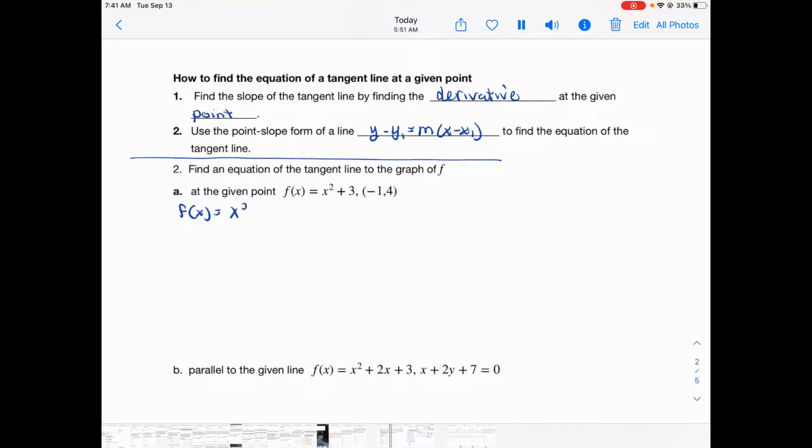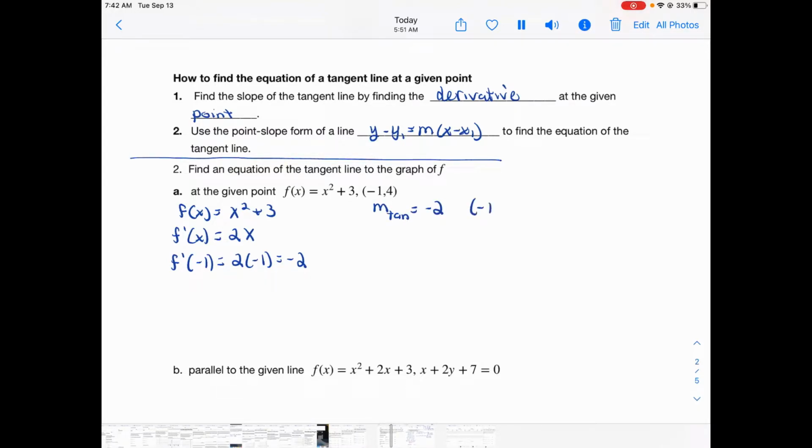f of x is equal to x squared plus 3. So I need to find the derivative. So we're going to differentiate this, which is going to be 2x plus 0. So that's just 2x. Then I'm going to evaluate it at the point of interest, where the x value is negative 1. And I get negative 2. So that tells me the slope of my tangent line at that given point is negative 2.